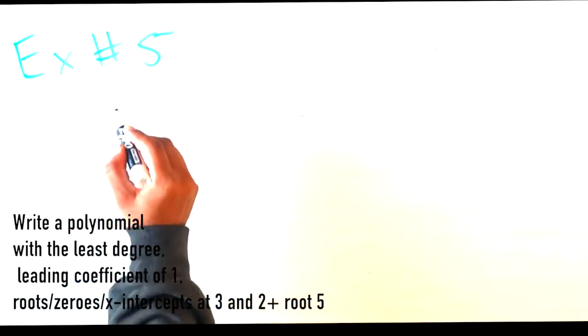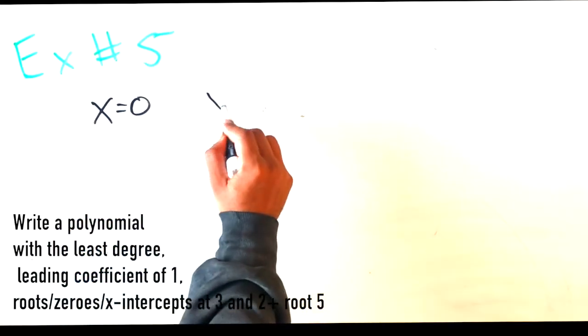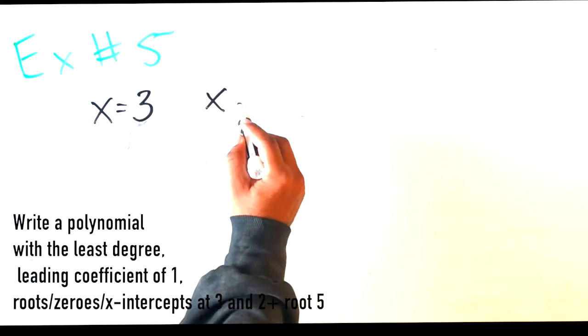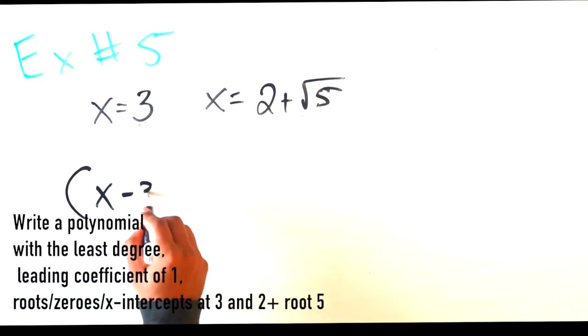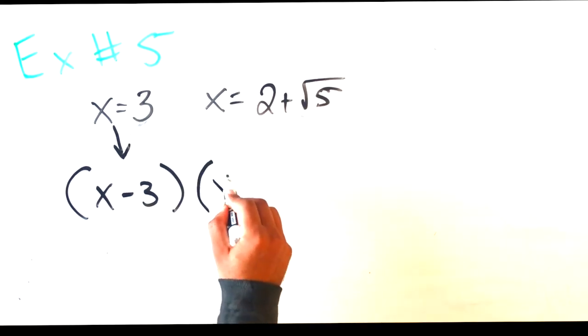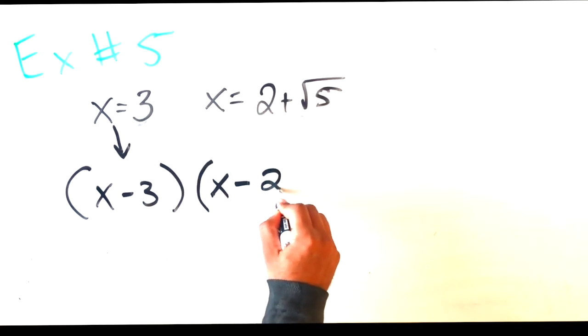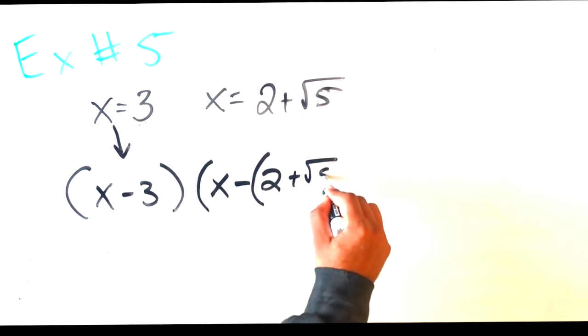All right, we are going to write a polynomial with the least degree, with the leading coefficient of 1, and the roots 3 and 2 plus root 5. That sounds way more complicated than it is. We're basically saying, hey, those are the solutions. What factors give us those solutions? And really, we just do x minus whatever they gave us.